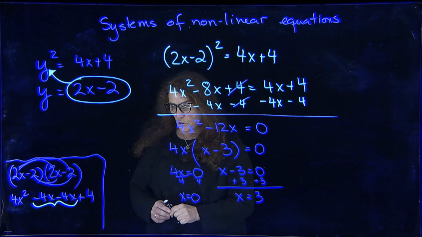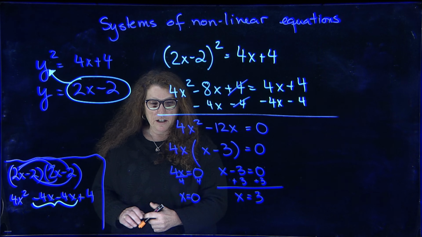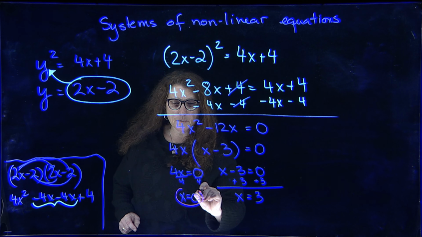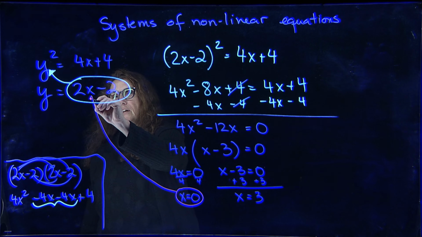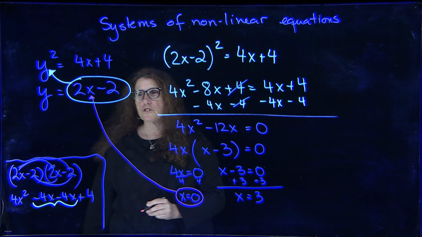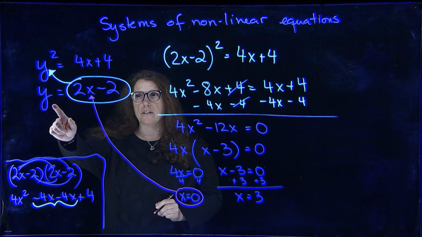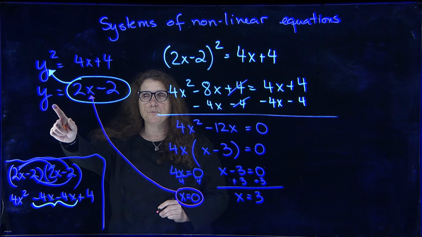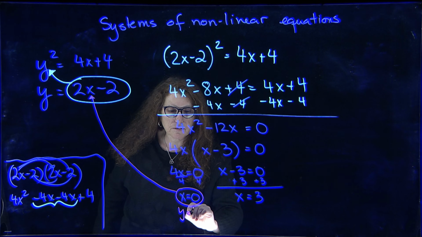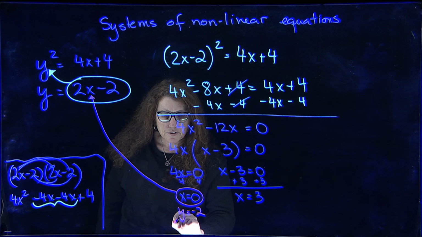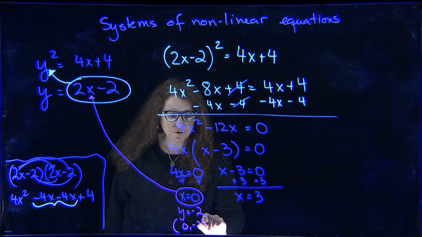Based on that, I'm going to find the corresponding y value. So what I'm doing is I'm substituting again. I'm substituting x equals 0 into this second equation and finding y. y equals 2 times 0, which is 0, and all we have left is y equals negative 2. So my first ordered pair is (0, negative 2).